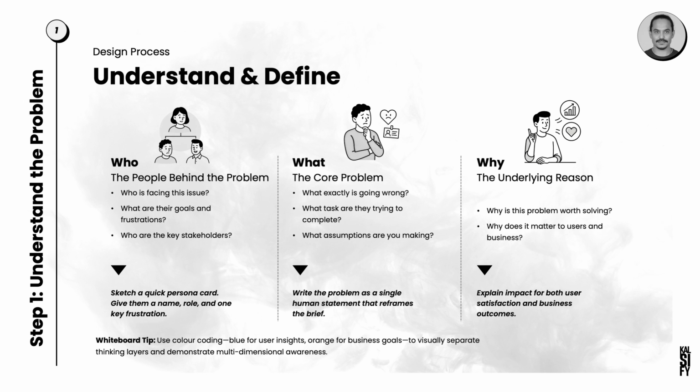Here's a quick tip for you. When you're sketching, use color coding. For example, blue for user insights, orange for business goals. This helps you separate layers of thinking visually. It also shows that you understand how to connect user value and business value, something even mid-level designers often miss.